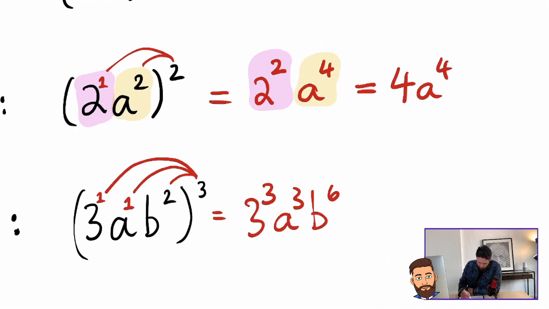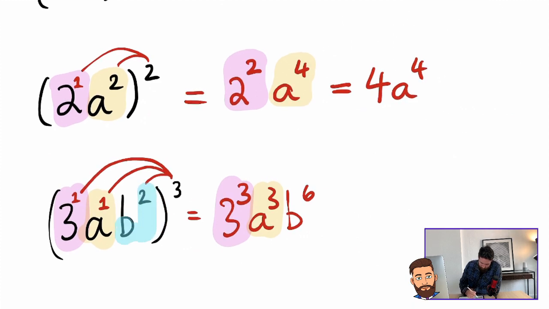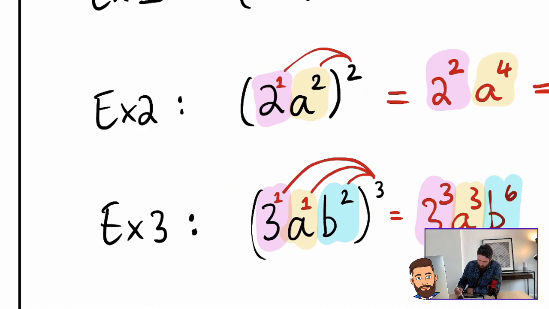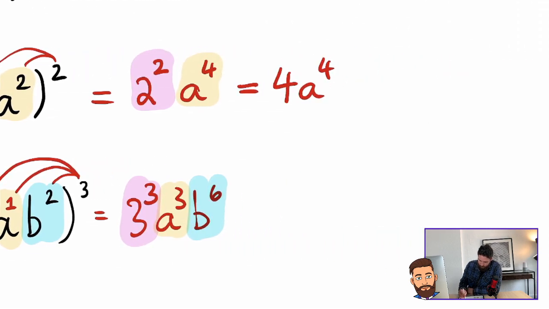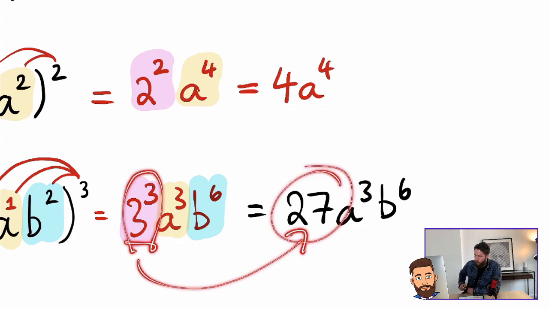But we're not quite done, because we know, don't we? If I colour coordinate this for you, we've got the 3 that goes to 3 cubed. We've got the a to the 1 that goes to a to the 3. And then we've got the b squared that goes to b^6. Well, we're not quite done yet, because we know that 3 cubed means 3 times 3 times 3. 3 times 3 is 9. 9 times 3 is 27. So we can actually say that this is in fact 27a^3b^6, because the 3 cubed can be worked out to be 27.